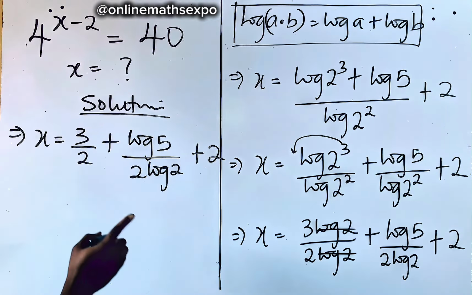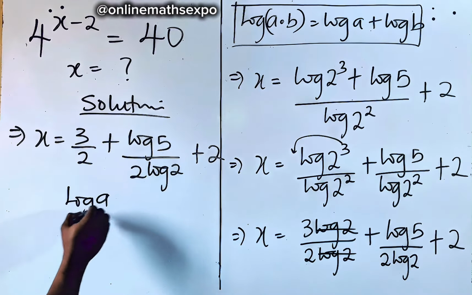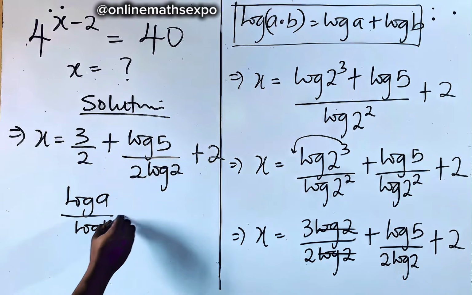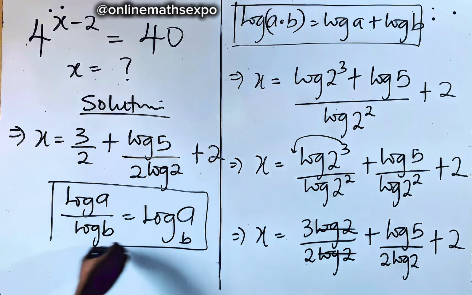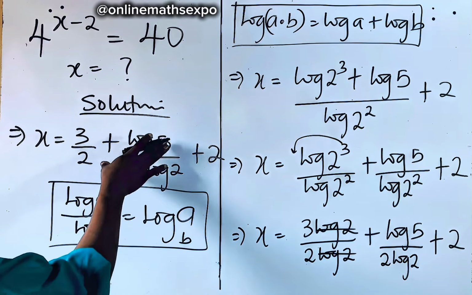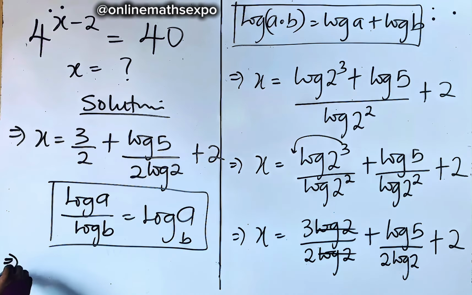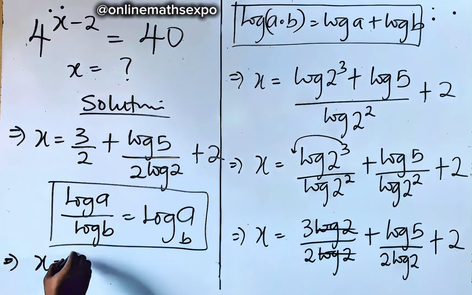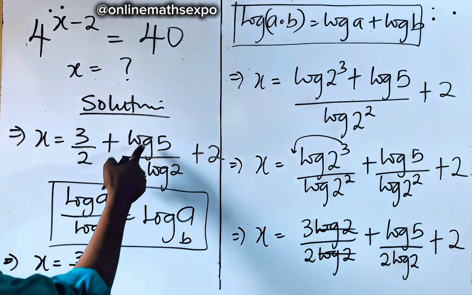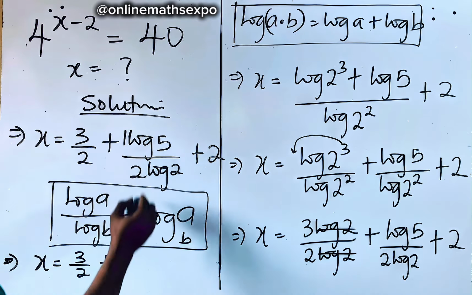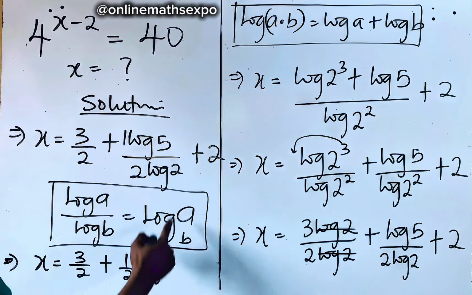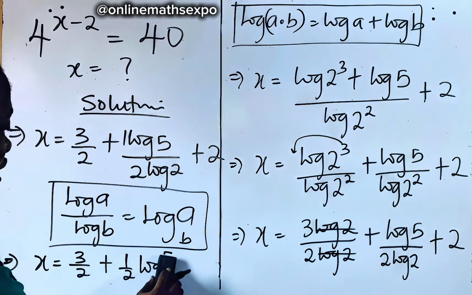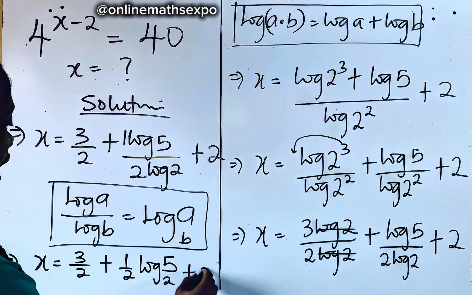Just quickly remember, for every log of A divided by log of B, it's always log of A base B. This is your change of base rule. So we're going to apply this here to have x is equal to 3 on 2 plus, remember the coefficient here is 1. So it's going to be 1 divided by 2 log 5. Then this gives us base 2. Let's do this one. So we have log 5 base 2, then add 2.